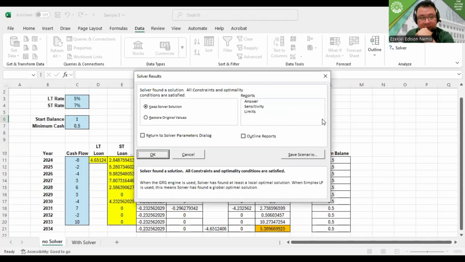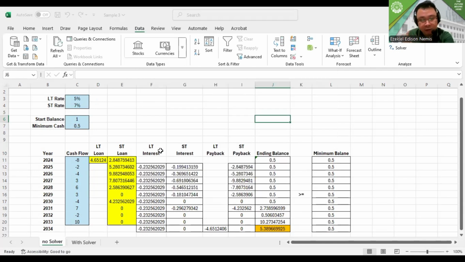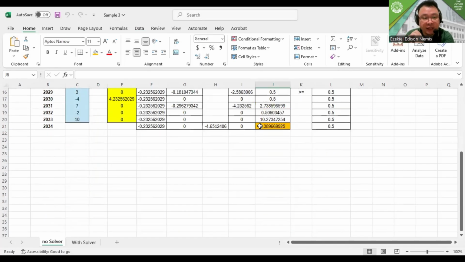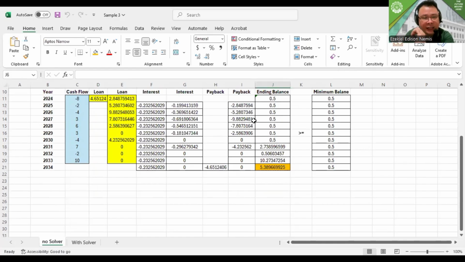All right, so once we click solve, we will see the answer here. Then all we have to do is click OK. Guys, do not be confused if there are a lot of decimal points here. All we have to do is clean up the data. To clean up the data, I only need to see 2 decimal places at a time.